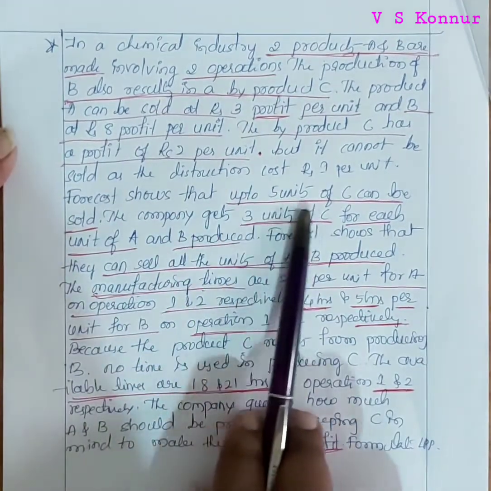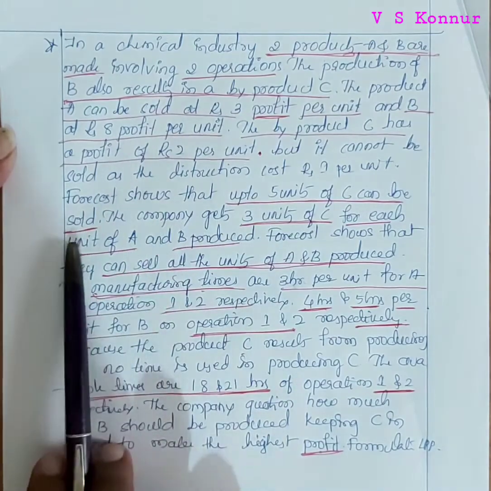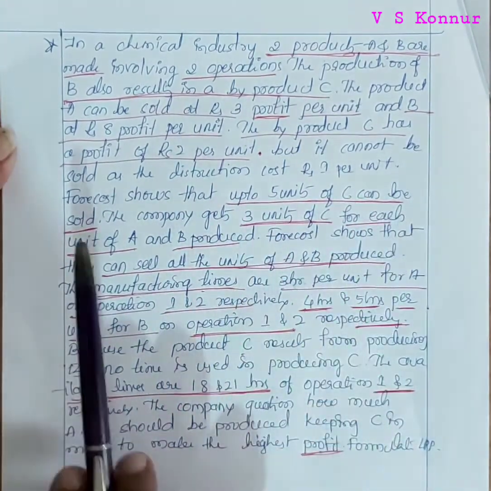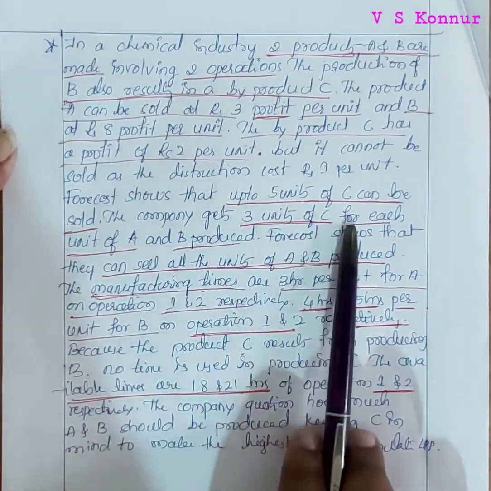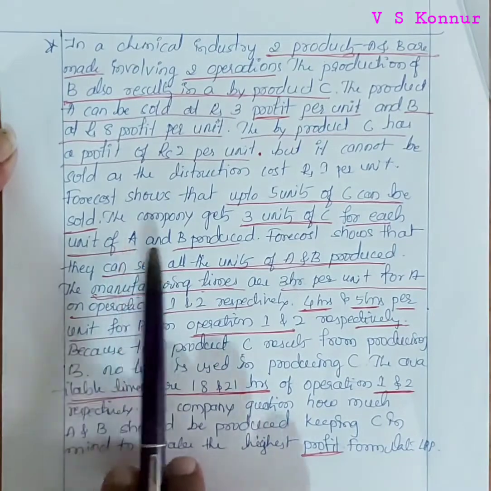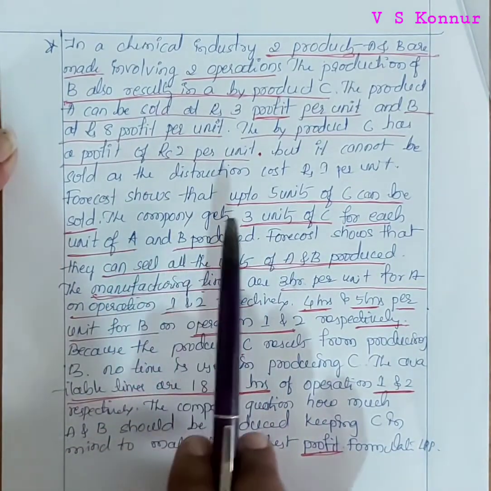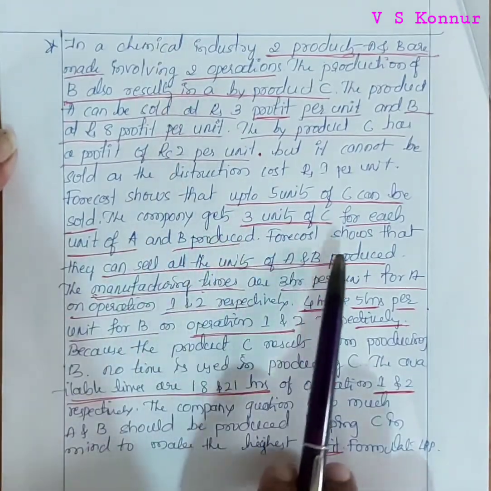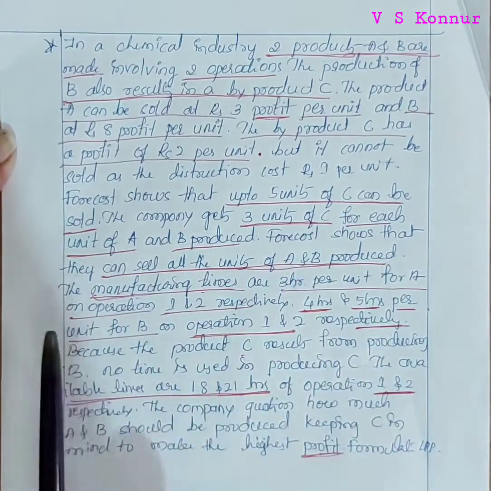Forecast shows that up to 5 units of C can be sold. The company gets 3 units of C for each unit of A and B produced. It may be A or B, 3 units of C for each unit of A and B produced. Forecast shows that they can sell all the units of A and B produced.